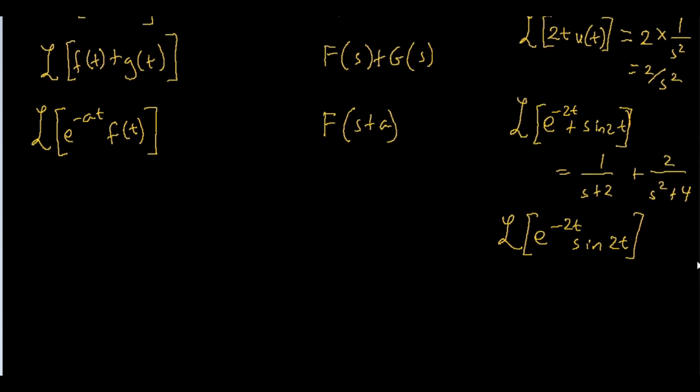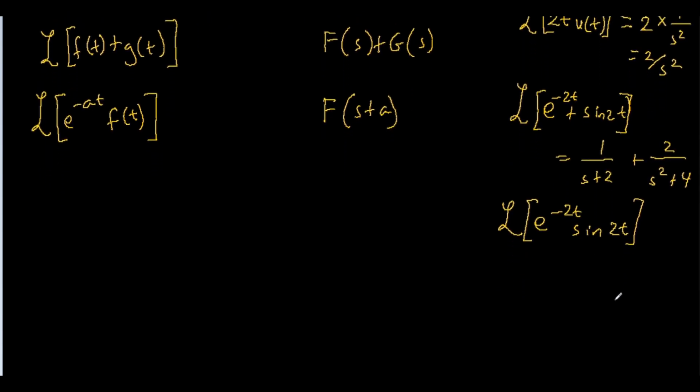If sine 2t is our f of t, then the Laplace transform of this should have been 2 over s squared plus 2 squared, that is omega over s squared plus omega squared. However, because we have it multiplied by e to the power of minus 2t, our theorem says that now we'll have f of s plus a. So wherever we have s, it will no longer be s, it will now be s plus a. So instead, our solution will be 2 over (s plus 2) squared plus 2 squared.